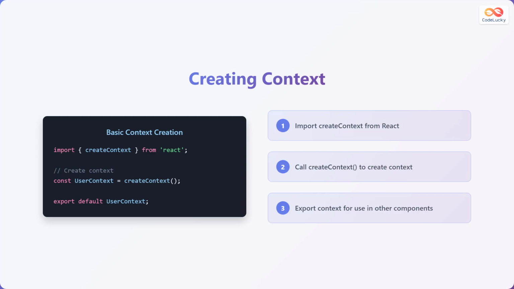To create a context, you need to import createContext from the React library. You then call createContext to create a new context. It's common practice to name the context with a descriptive name, such as useContext, and then export it so you can use it in other components.